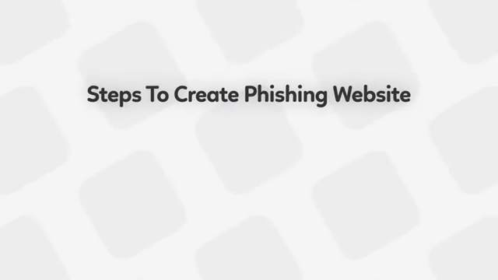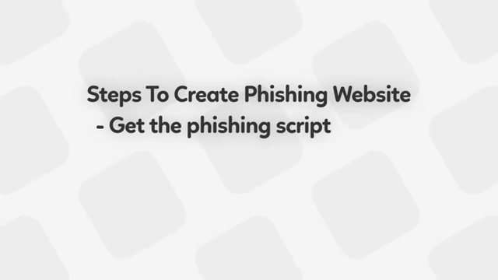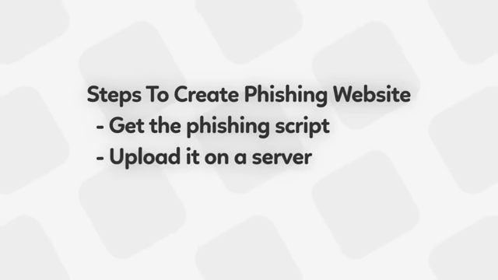So how can you create your own phishing website? Well, you can find a Facebook phishing script on the internet, download it, and upload it on some hosting website. You will get the link of that website, and you can share that link with the victim and persuade him to open that link and enter his information. And if he is gullible enough to believe you and enters his information, then you will be able to steal his password.